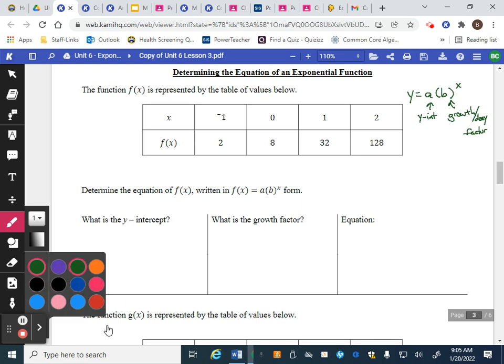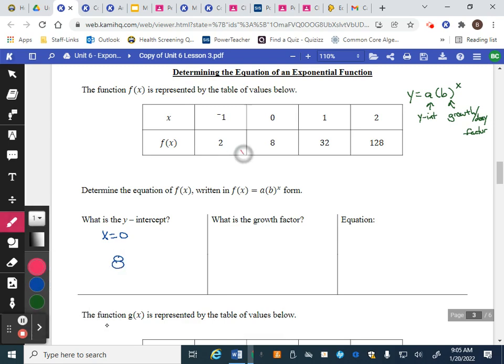So if you look for the y-intercept, we're looking for when x equals 0. In our table, we can see that when x equals 0, the y is equal to 8. So 8 is our y-intercept. So let's talk growth factors. Some are easy to pick out. This one I don't think is too bad.